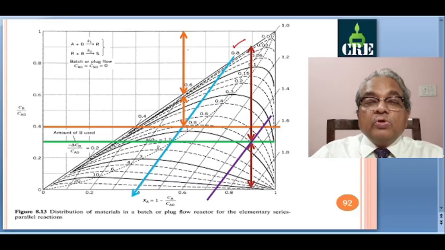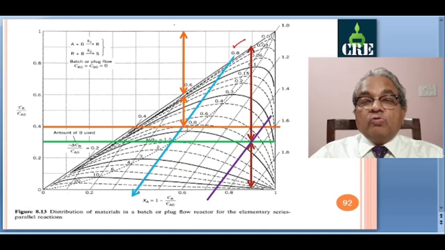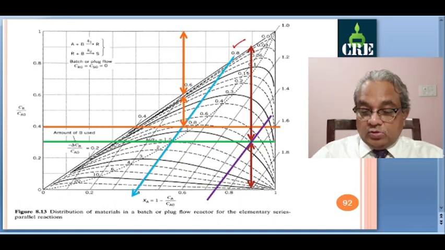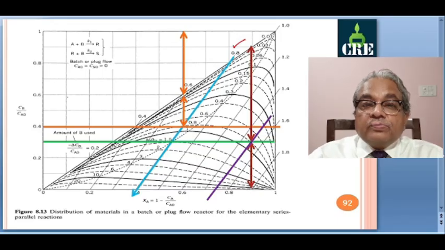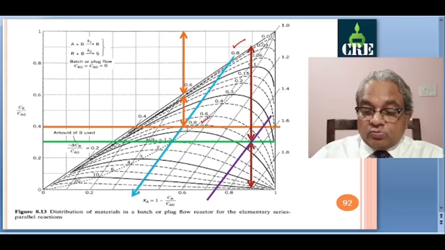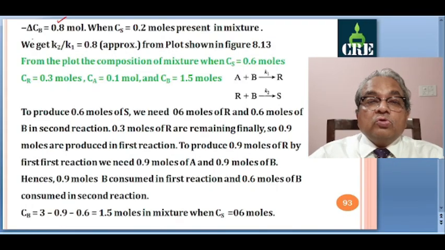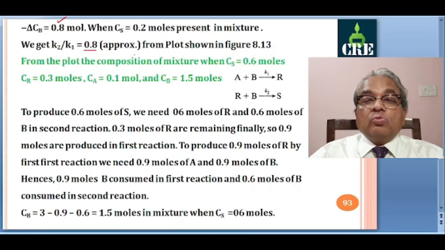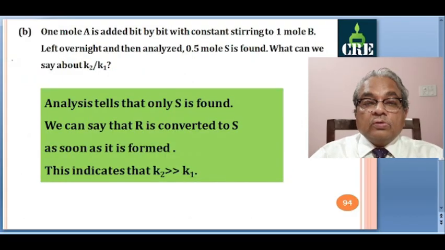And from here to here it is 0.4, and that 0.4 is Ca, and the remaining is also 0.4 here, that is Cr. So Cr is 0.4, Ca is 0.4 and Cs is equal to 0.2. And this point of intersection is at K2 by K1 equal to 0.8. So we have found that K2 by K1 is equal to 0.8 for this.